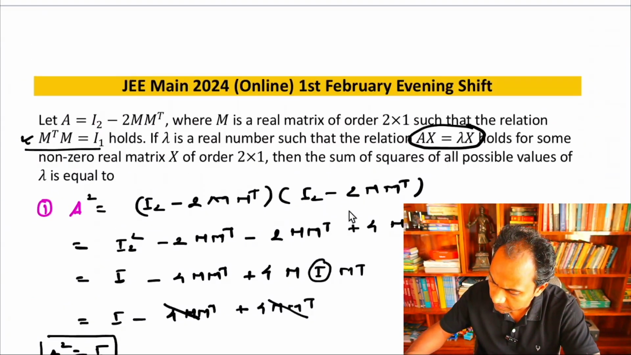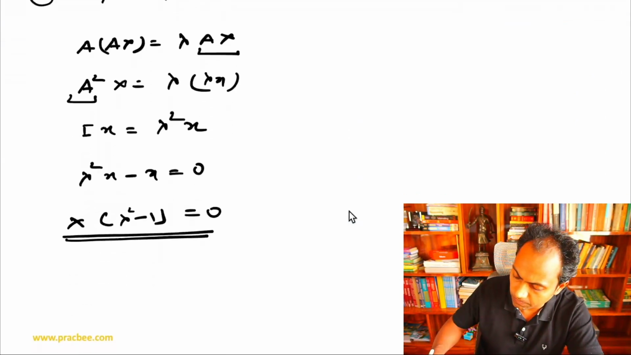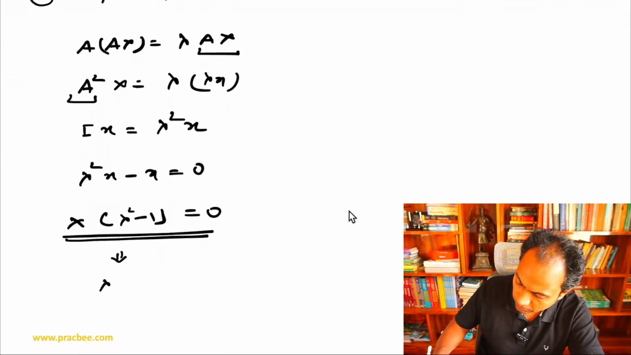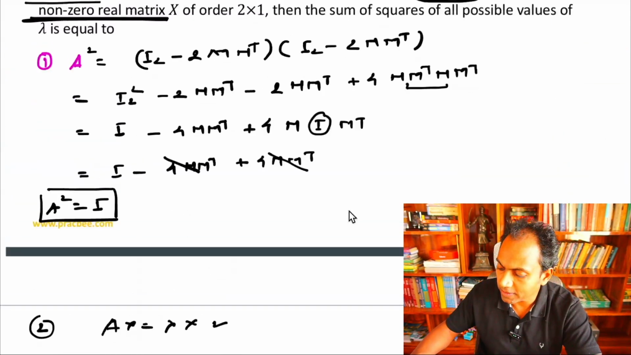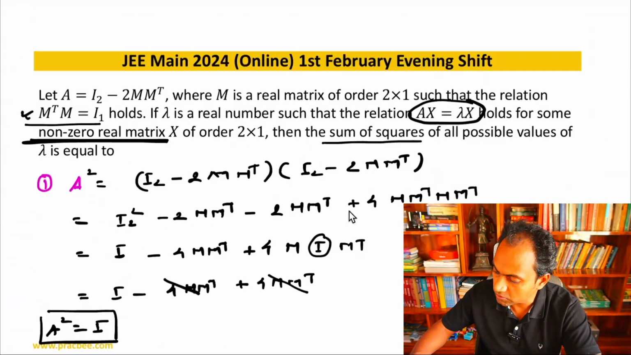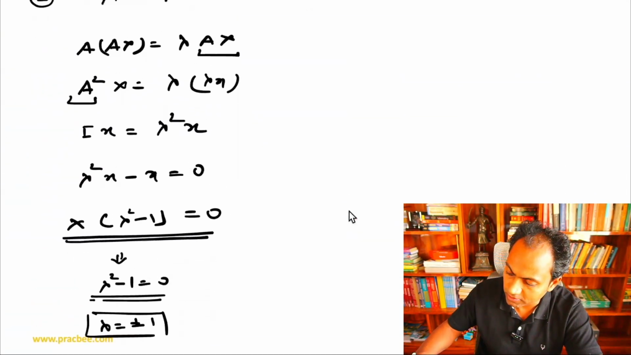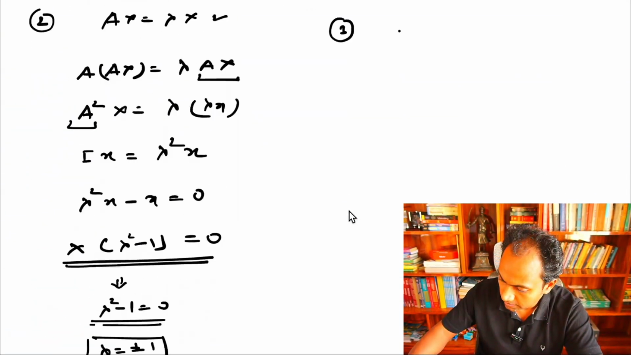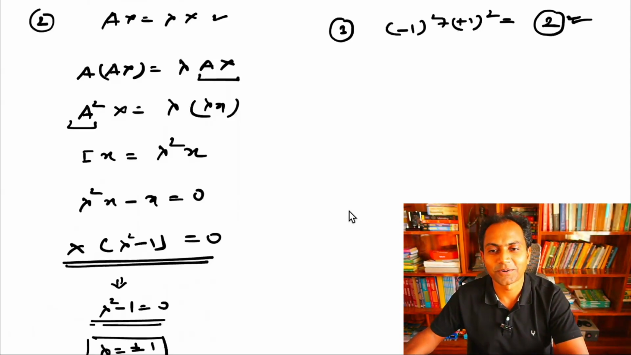The question says that X is a non-zero real matrix. So they are saying that it is non-zero. It cannot be a null matrix. So the only thing that we can interpret from here is lambda square minus 1 should be equal to 0. So lambda comes out to be plus minus 1. If I go back to the question, what they are asking is the sum of squares of all the possible values of lambda. So if I find the sum of squares of the values in step 3, it is going to become minus 1 whole square plus 1 whole square. This comes out to be 2. So the answer of this question is nothing but 2.